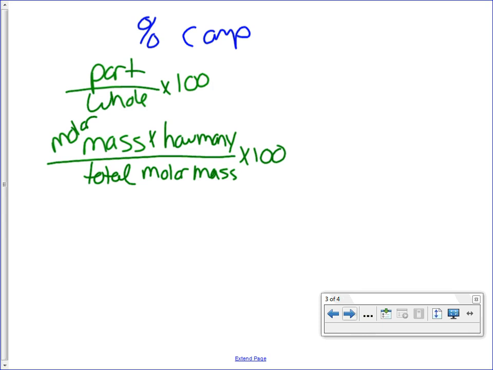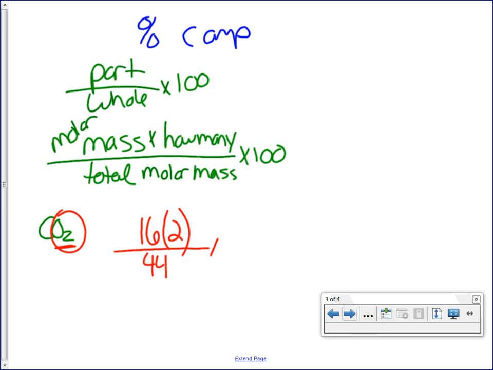So if I'm asked about CO2, we've used that one before. If I'm asked about CO2, I want to know the percent composition of oxygen in CO2, okay? The molar mass of oxygen is 16, but I have two of them, so I need to make sure that I account for all of the oxygens in that CO2, divided by 44 times 100. And that is how you would calculate your percent composition of oxygen in CO2.